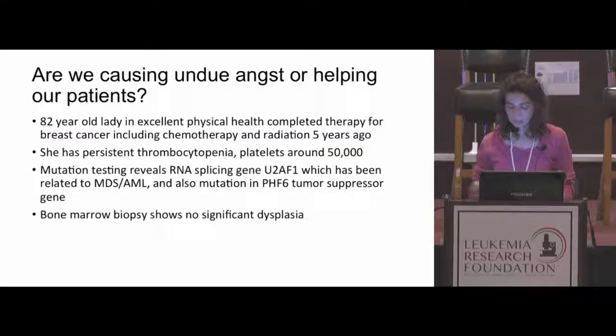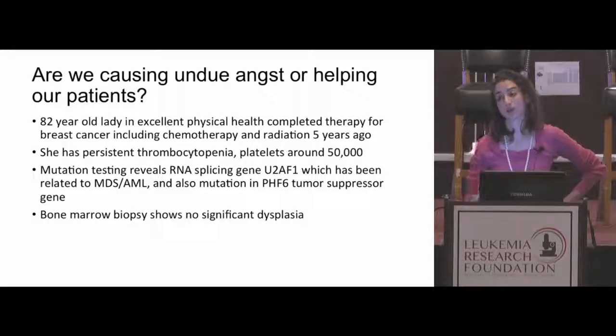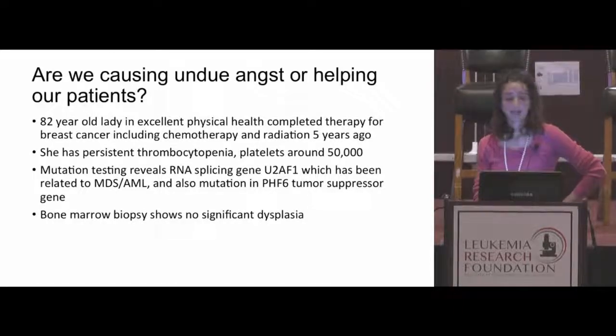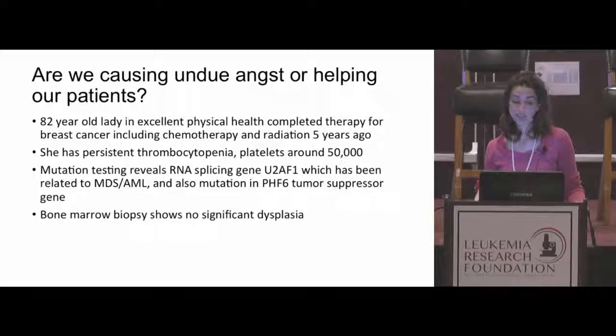And my last, be the devil's advocate slide, is that are we causing a lot of angst when we do this molecular profiling, and is it sometimes unnecessary? And to illustrate that, I have an 82-year-old patient who's in excellent physical health, 5 years out from treatment for breast cancer, for which she got chemotherapy and radiation, but she has this persistent thrombocytopenia where her platelets kind of live around 50,000. Her bone marrow biopsy was not very impressive for any morphologic abnormalities or dysplasia, but mutation testing showed 2 genes that are mutated that are commonly associated with MDS. So what do we do?